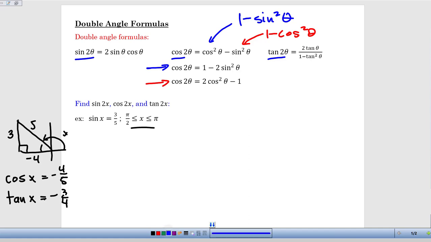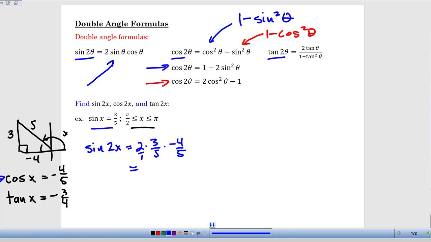So once we've got that, we can go ahead and evaluate what the sine, cosine, and tangent of the double angle, of 2x, is. So sine of 2x, we're just going to use this formula right here, is equal to 2 times the sine of x. Well, that was given to us. That's our information right here, 3/5, times the cosine of x, which we just identified right here, is -4/5. And so if we just multiply, we've got 2 over 1 times 3/5 times -4/5.